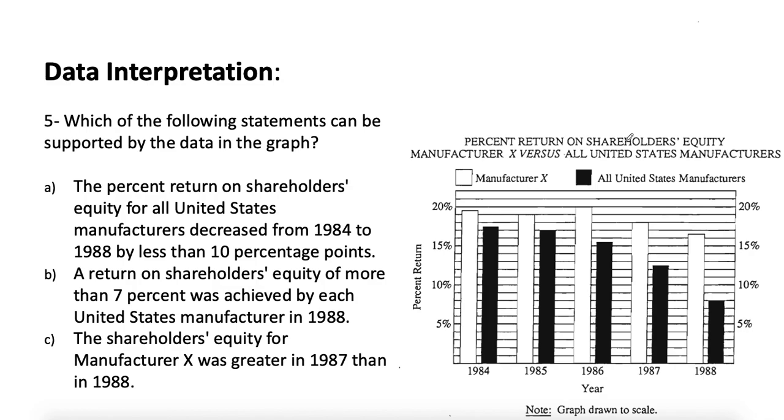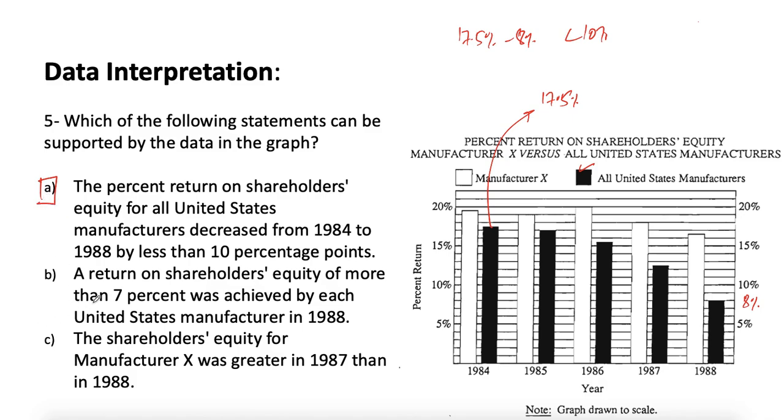So this is the fifth question for the second graph, which asks which of the following statements can be supported by the data in the graph. This is a multiple choice question. First one is the percent return on shareholder equity for all United States manufacturers decreased from 1984 to 1988 by less than 10 percentage points. We can confirm that this is around 15, 16, 17.5%, and this is around 8%. So the difference between them is less than 10%. That's why this option is correct.